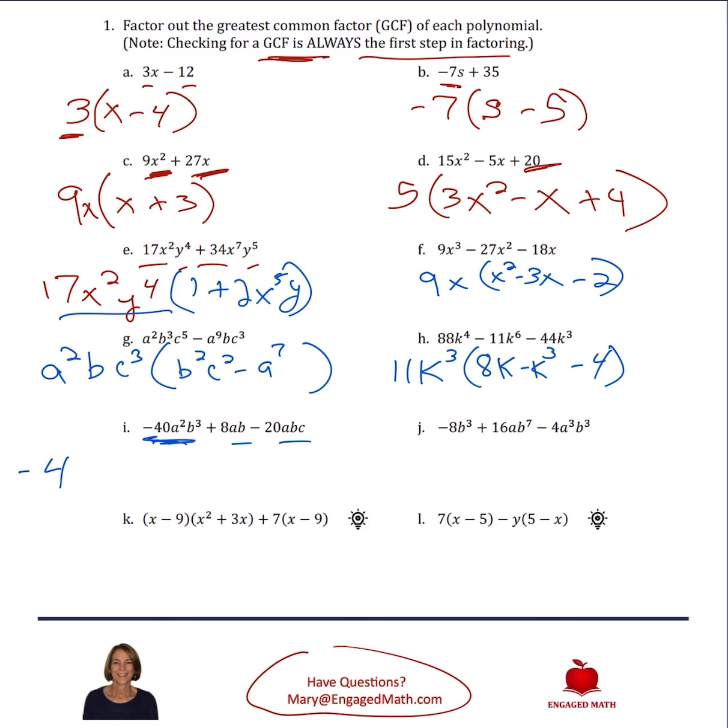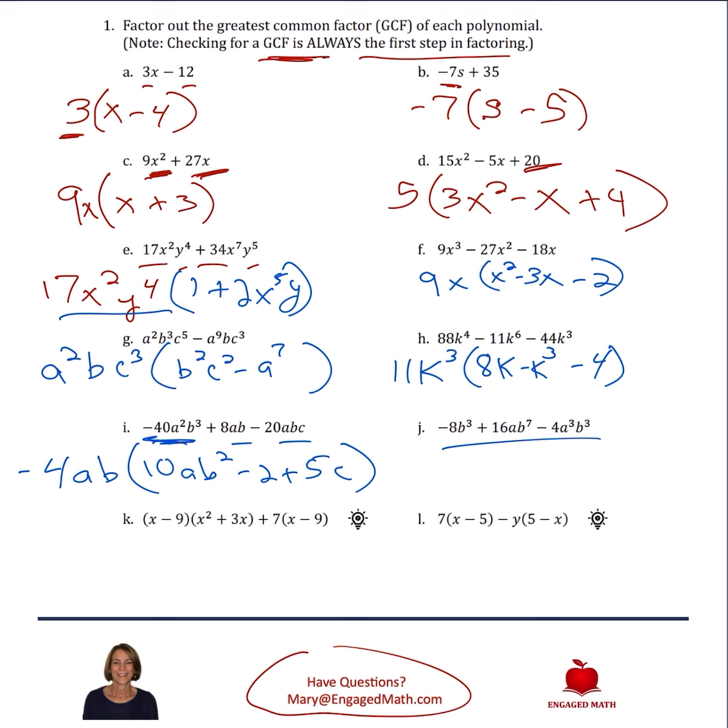Okay, we can take out an a to the first and a b to the first. So negative 4ab, and then we're going to have 10. That'll give us the negative 40 ab squared. Then we have minus 2, and then we have a plus 5c. Done.